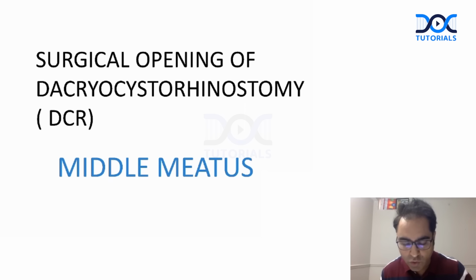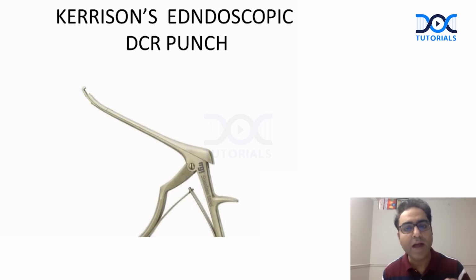And one visual question of ENT. This is Harrison's endoscopic DCR bone punch, which is used for endoscopic DCR, done by the ENT department endoscopically through the nose. So DCR is also done by ENT people through the nose endoscopically, and this is a very famous instrument of that, which was asked in the visual question. Identify the instrument: Harrison's endoscopic DCR bone punch. So this is a picture of that.